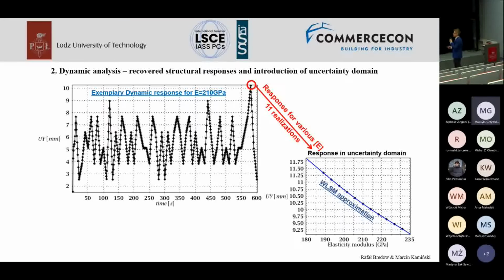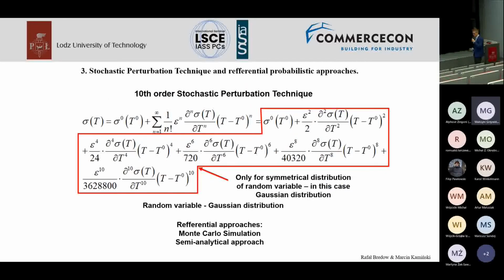So at this point, the weighted least squares method approximation of some polynomial structural responses takes place for every desired structural response at each time step of recovered calculations. Now, at this point, the probabilistic approaches take place in self-written algorithms in the algebra system Maple. Firstly, and most importantly, the stochastic perturbation technique, and also 2 referential approaches, namely Monte Carlo simulations and a semi-analytical approach. It has to be stated at this point that those input uncertainties have been considered of Gaussian distribution and their input coefficient of variation is equal to 0.1.